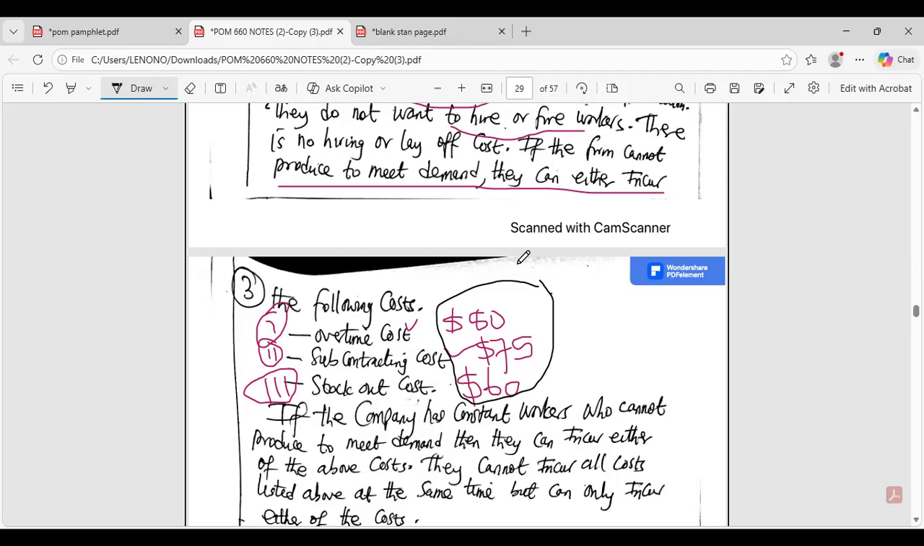So if those workers cannot produce to meet demand, it's better you just declare that you don't have stock and incur the cost of losing business, which is called the stock out cost. So that's what goes on.